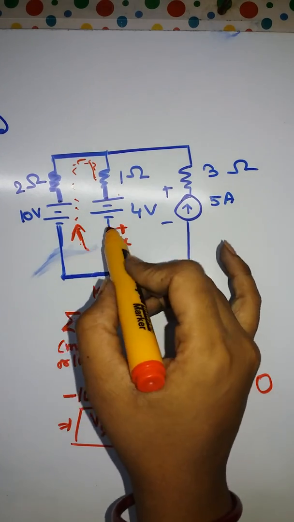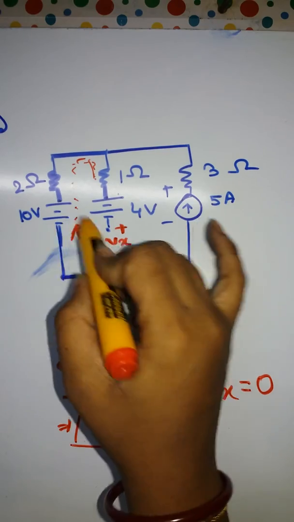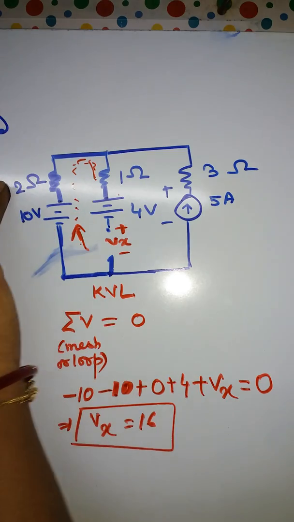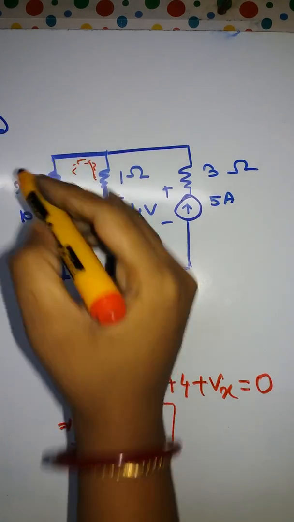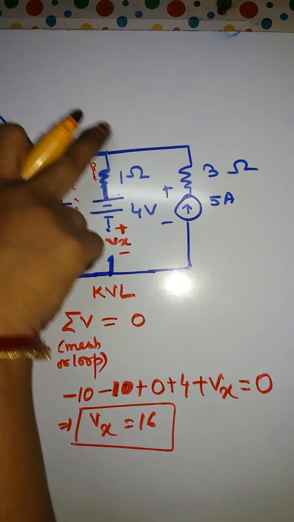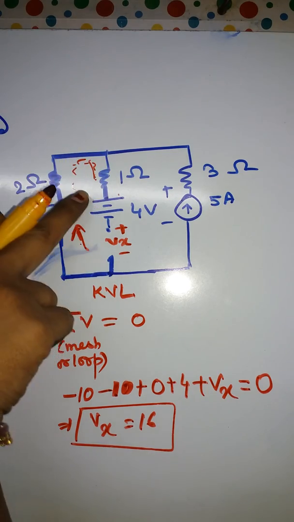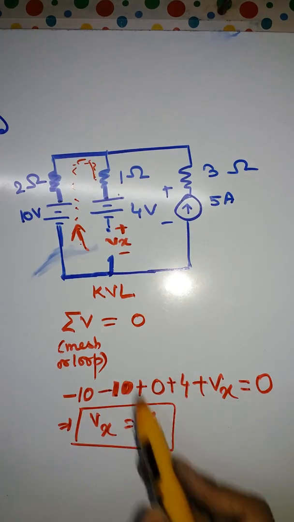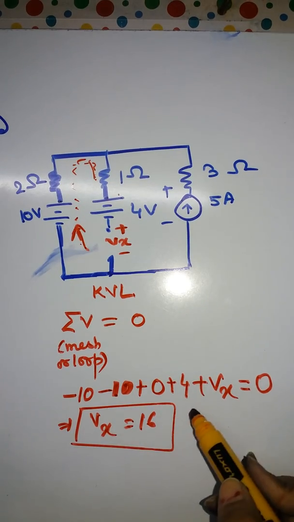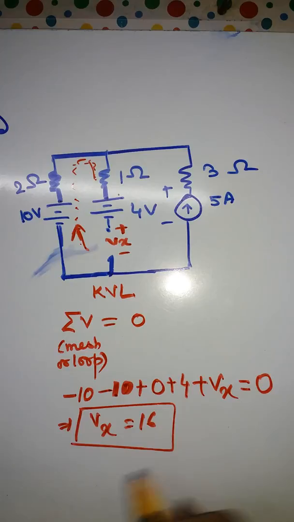You're taking the path like this. Okay, so minus 10, 5 into 2, this current, 5 into 2, minus 10, here no current is there in this branch, so it will be 0, plus 4, okay, and then plus Vx, that is equal to 0. So your Vx is 16.